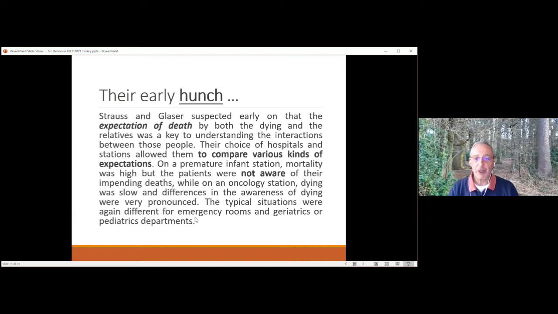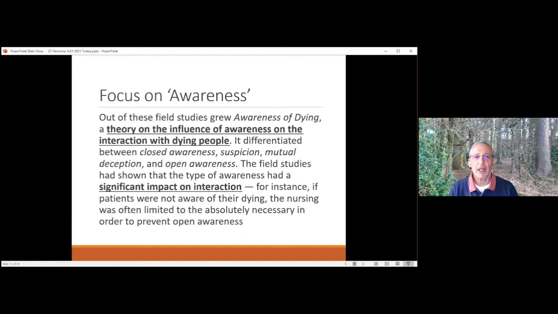They looked at it in emergency rooms. And they even went to places where children were unfortunately going to die because of some child illness or accident or trauma. And so they came up with this idea of awareness contexts. So they came up with this idea of closed awareness, where a group are aware, but they don't tell others. Suspicion, okay? So maybe the family or the patient thinks, I don't think they're treating me to get better. I think they've given up on me, okay?